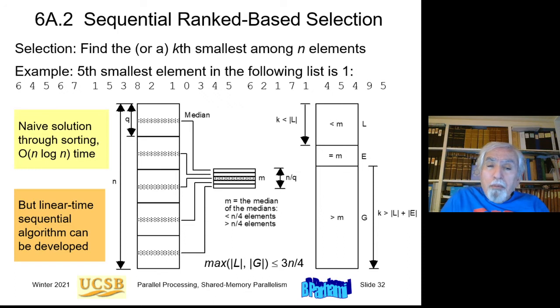Okay, the next problem we tackle is rank-based selection, or simply selection. What does this mean? We want to find the, or a, kth smallest element among n elements. That element, if it's unique, is the kth smallest. In some cases it's not unique, then one of those kth smallest is what we are after.